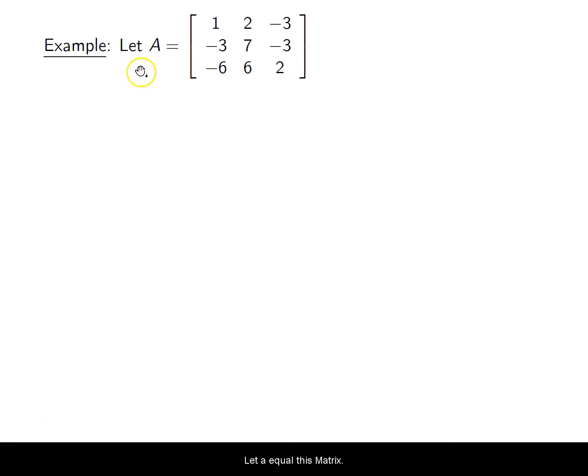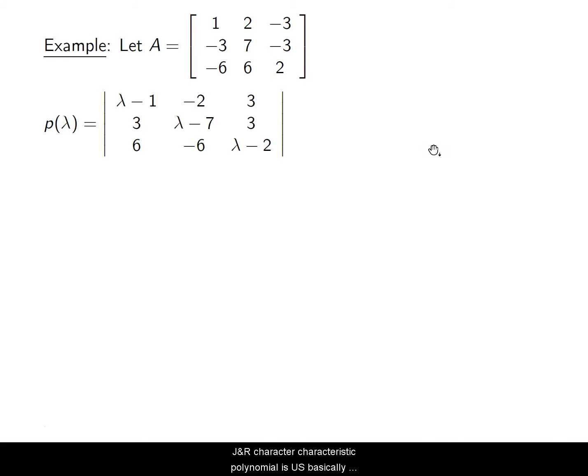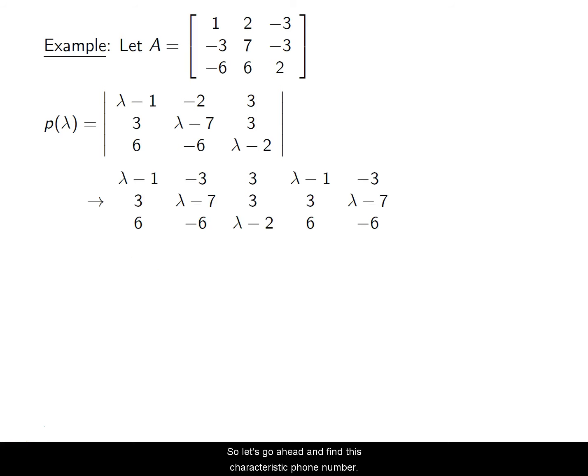Example, let A equal this matrix. Then our characteristic polynomial is us basically taking the negative of the things that are not on the diagonal. So 2, -3, 3, they change values. These also change values. And then we have lambda minus the entries on the diagonal, right? So let's go ahead and find this characteristic polynomial by doing our column method. I have the first 3 columns, and then I'm repeating the first 2 columns here.